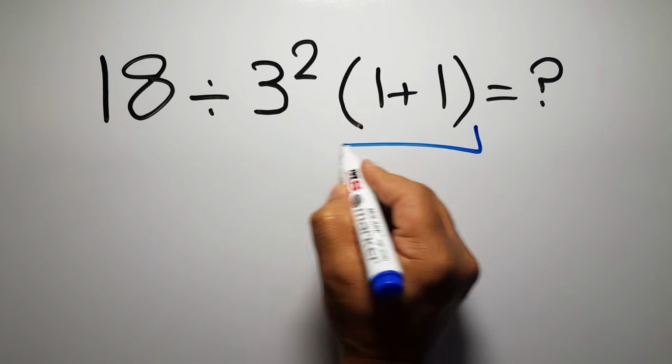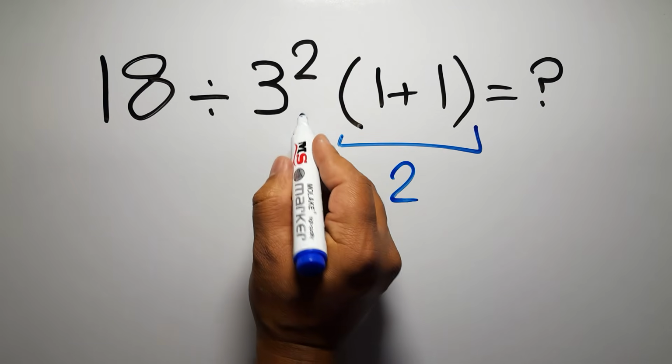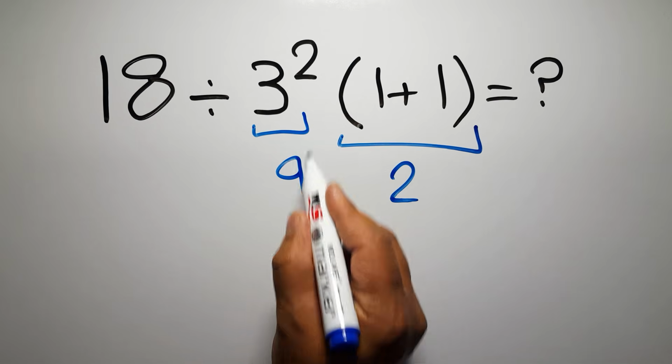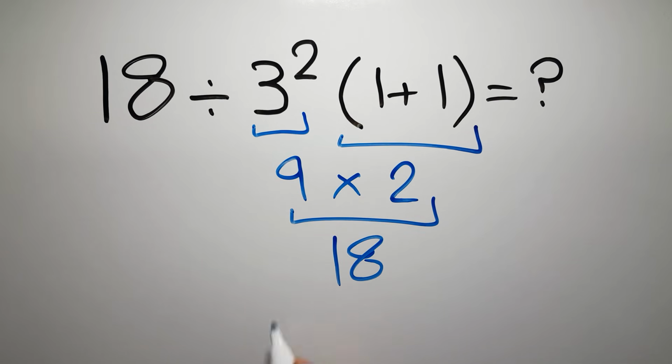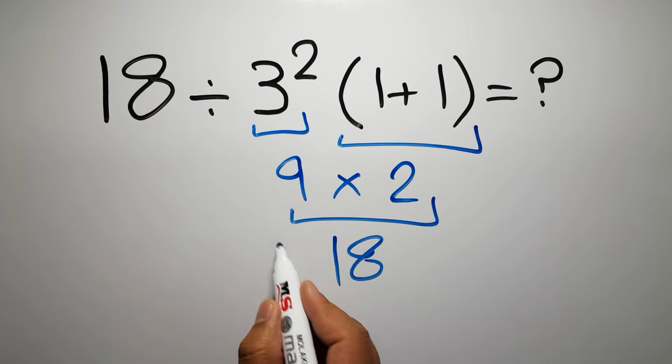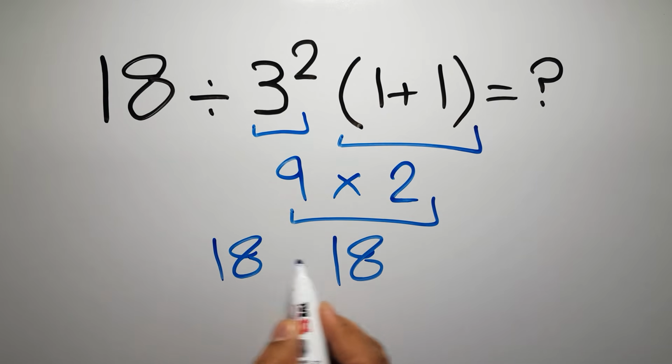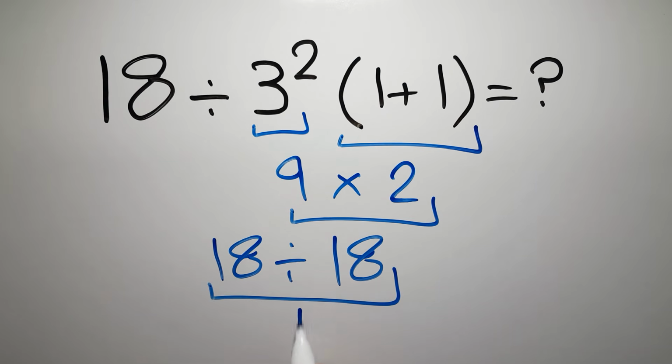1 plus 1 equals 2. And 3 squared equals 9. So 9 times 2 is just 18. And this 18 divided by this 18 gives us 1. But this answer is not correct.